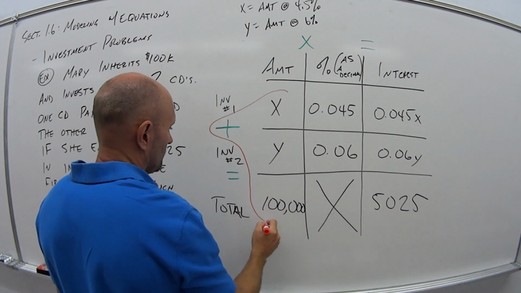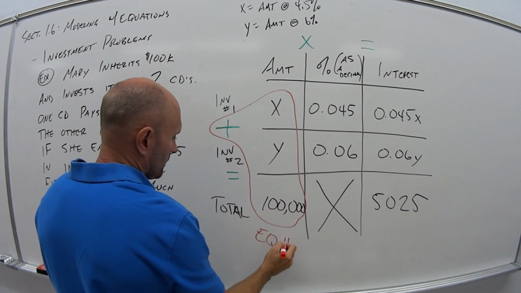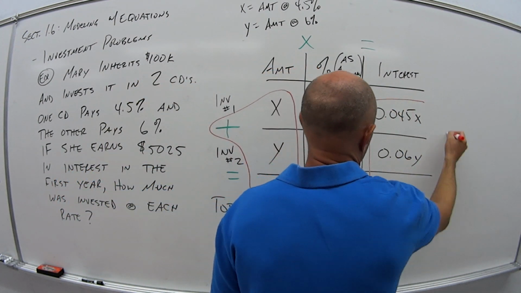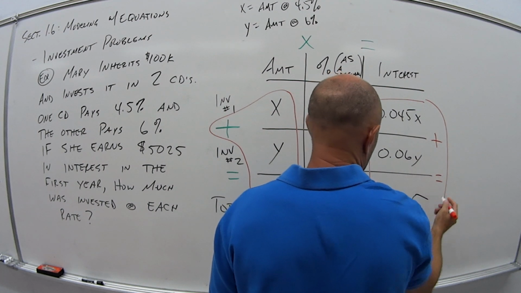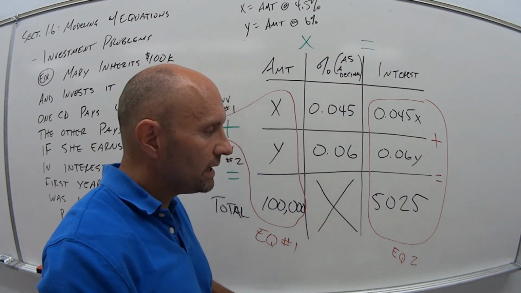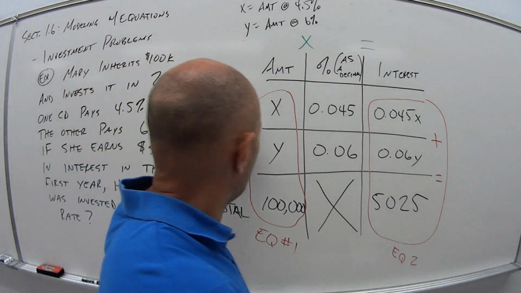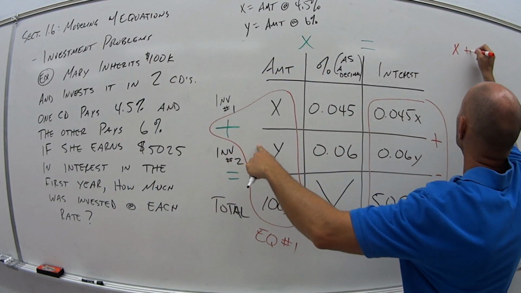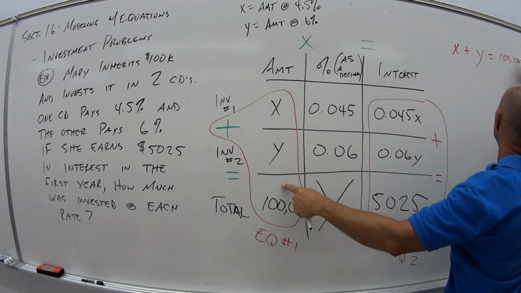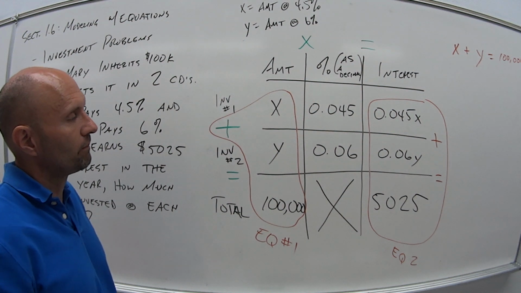This column is equation 1. This column is equation 2. I have two variables, so I'm going to need two equations to be able to solve it. So equation 1 is what? x plus y is equal to 100,000, which makes sense, right? The total of my two investments is 100,000.